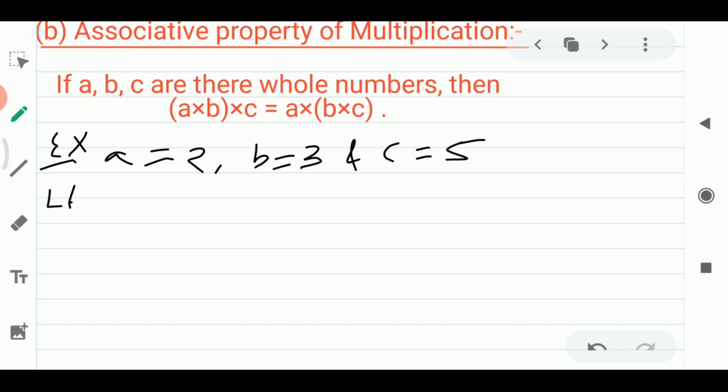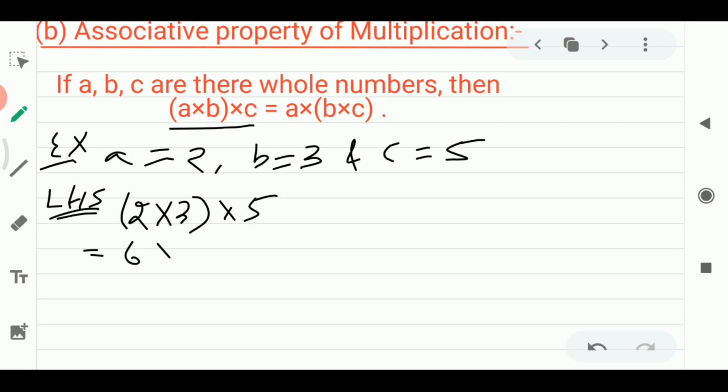First take LHS. Here LHS is a into b into c. It means 2 into 3 bracket into 5. First we solve the bracket. 2 into 3 means 2 3s are 6, into 5. Now 6 5s are 30. Then RHS. Come to RHS.